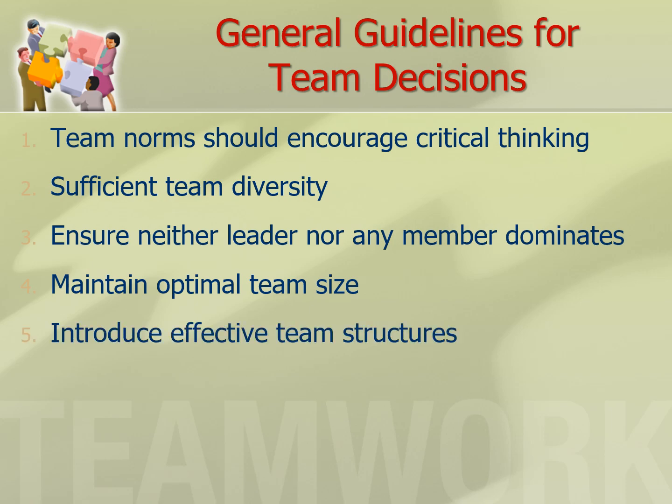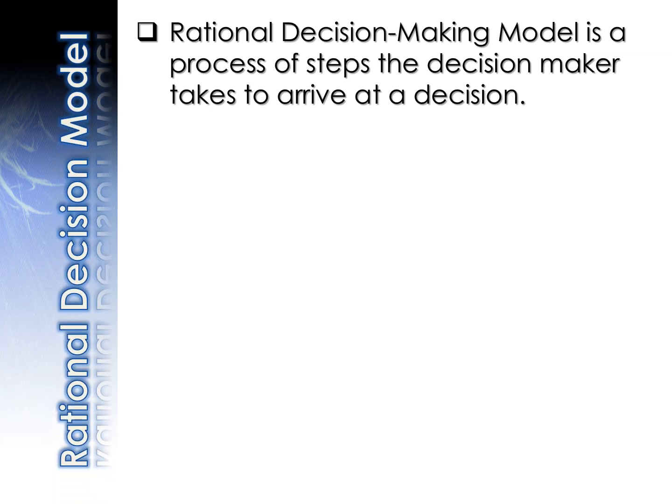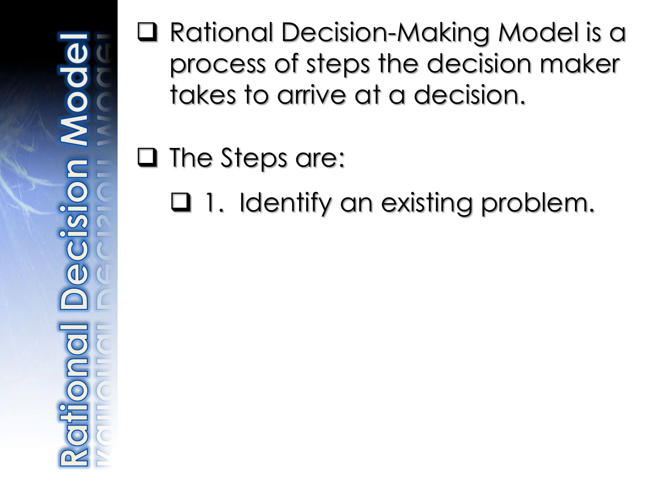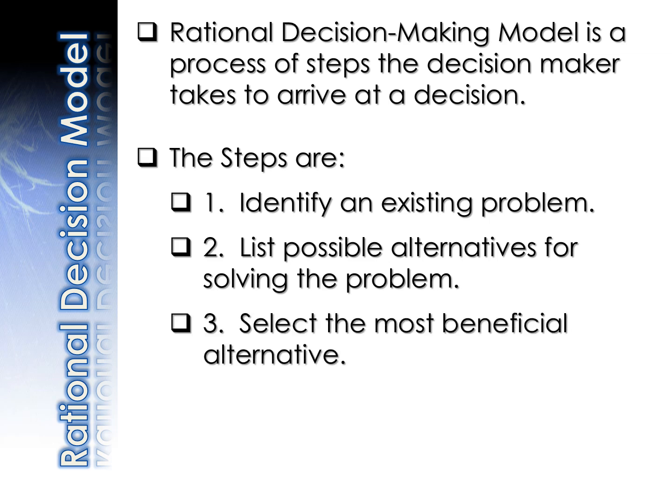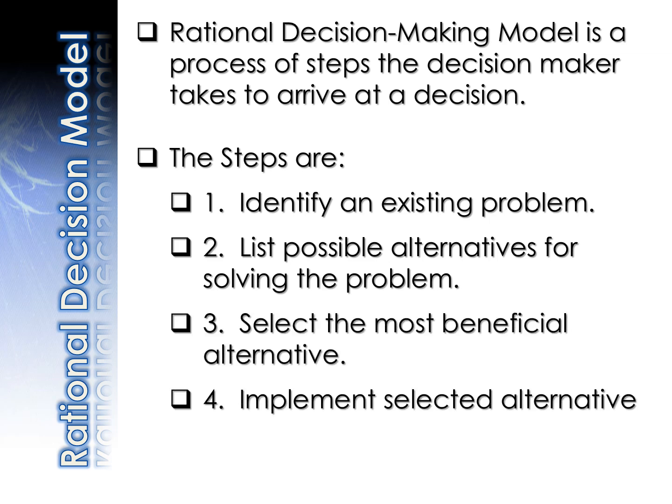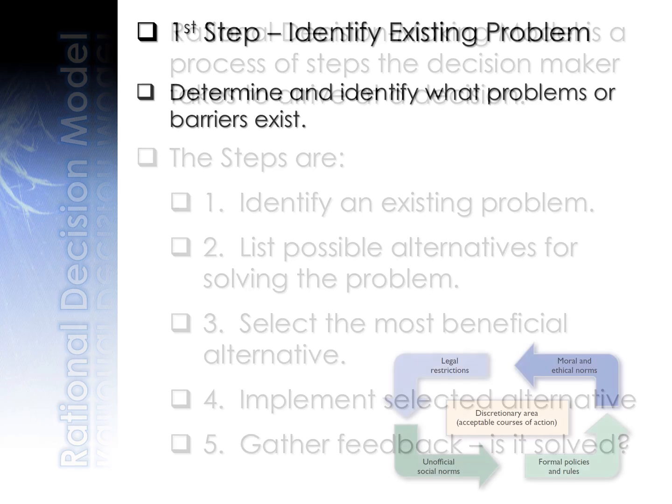Want to introduce some effective team structures and look at some of the models of making decisions. The rational decision-making model is a process of steps the decision maker takes to arrive at a decision. The steps are: identify an existing problem, list the possible alternatives for solving the problem, select the most beneficial alternative, and implement that alternative that you selected. Then gather feedback. Is the problem solved, or do we need to regroup and look at it again?